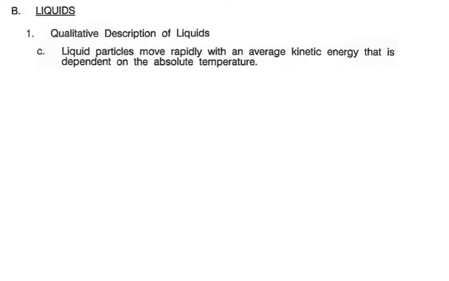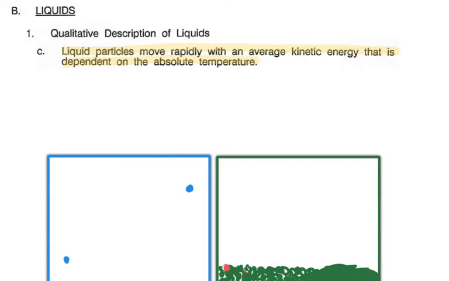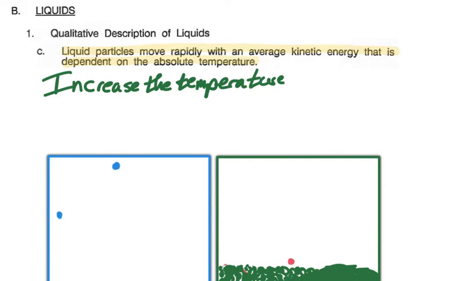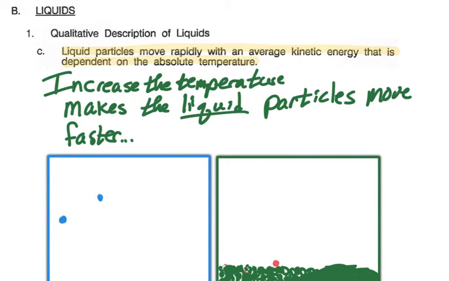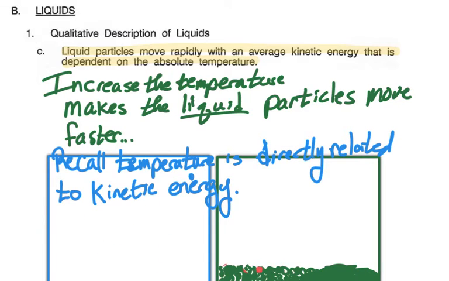And next we see that liquid particles move rapidly with an average kinetic energy that is dependent upon the absolute temperature. This is exactly the same as what we saw for the gases. These particles will continue to move in a straight line until they hit something, just like we saw with the gases. So this is very similar to our gases, but the difference is that they are connected to each other, so that makes some difference in the way that they behave. So what do we know from this? We know that if we increase the temperature, those particles will move faster and faster. If we add kinetic energy, the particles will move faster and faster.